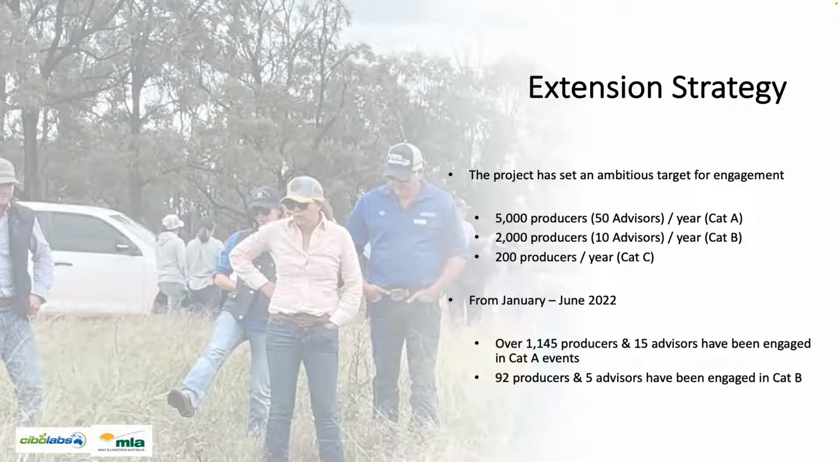We're then looking to have 2,000 producers involved in the category B type activities where we're looking to use those workshops and producer demonstration sites to be involved with. And then our 200 producer target for much more intensive use of the tool and a lot more feedback into it. At this stage, we've managed to get to just over 1,100 producers and about 15 advisors in a range of Category A events and a smaller group in our Category B events.